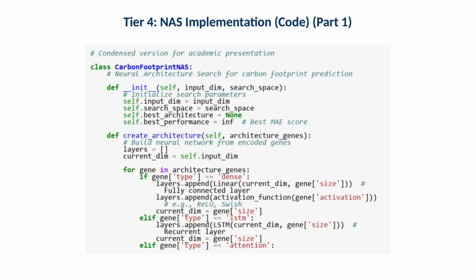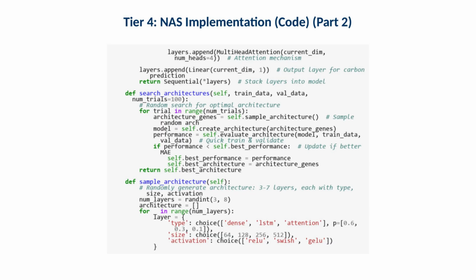This code section typically defines the search space and the training loop used to evaluate each candidate model. It also defines the evaluation metrics, such as mean absolute error for emissions prediction and the R-squared score for explanatory power. This part usually implements candidate generation and trial management.